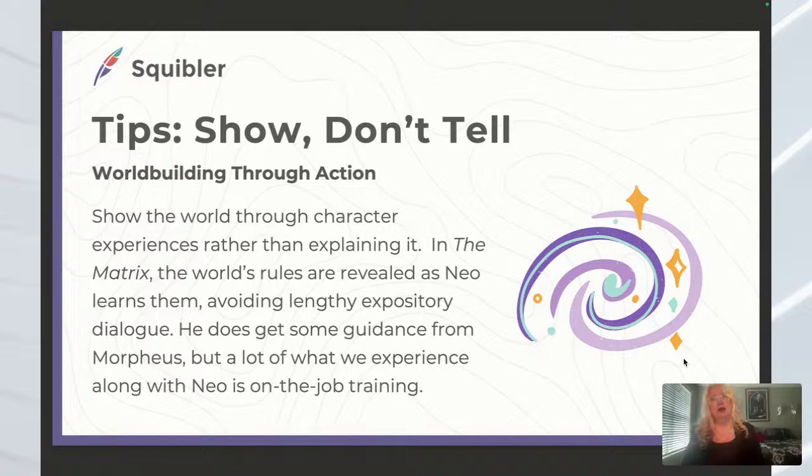And you can also look at popular works in the genre. When you look at something like J.K. Rowling's Harry Potter series, that world is slowly revealed to us through the eyes of Harry Potter. So we follow him as he leaves the world of non-humans, the Muggles, to the world of the magic in Hogwarts.